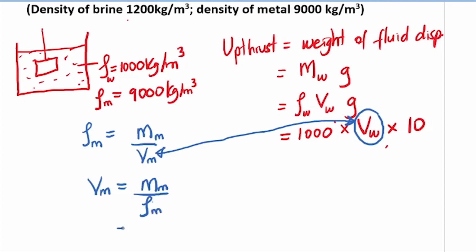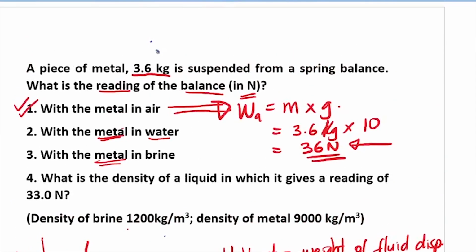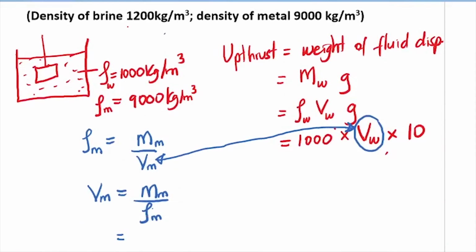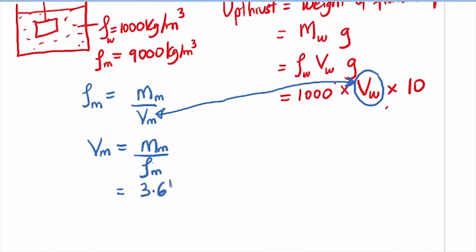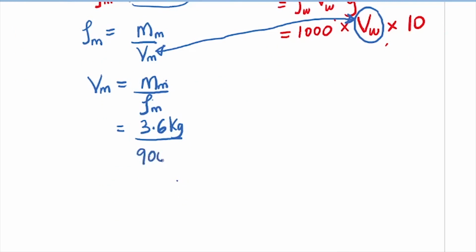And of course, what's the mass of the metal? According to our question, the mass of the metal is 3.6 kilograms right there. So we come here and say this is 3.6 kilograms, divide that by the density of the metal, which is right there, 9,000 kilograms per meter cubed. And of course, that is going to give us 0.0004 meters cubed. So that is the volume.